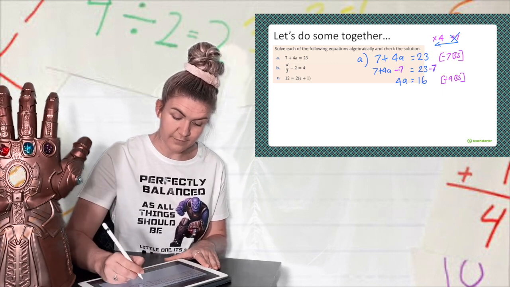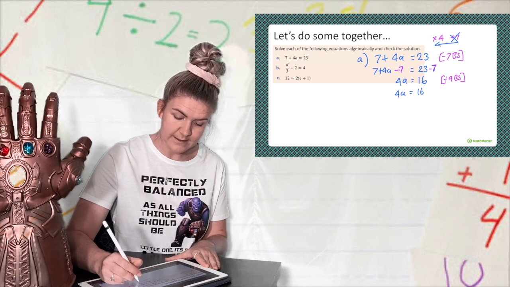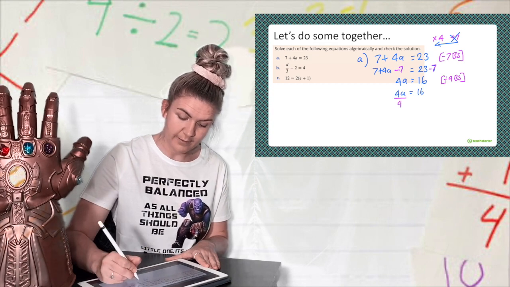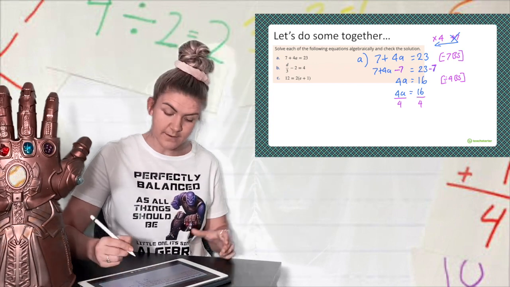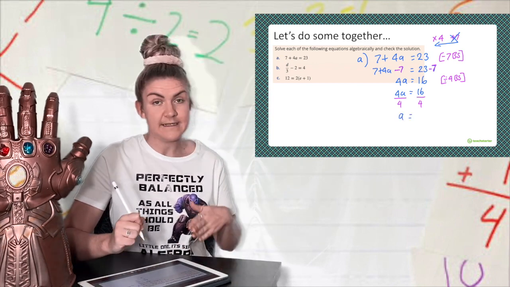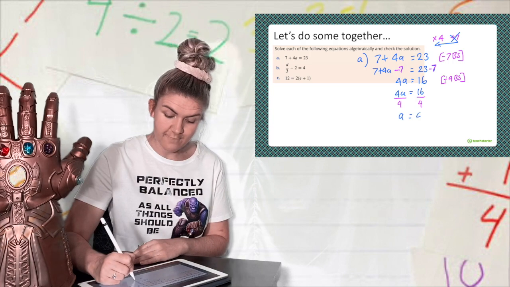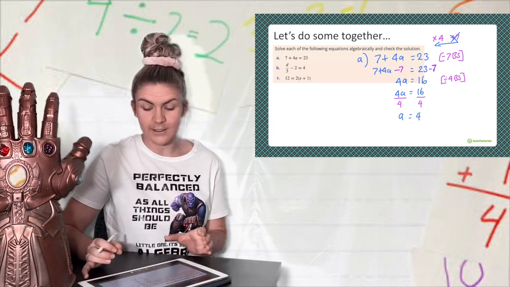So now I've got to rewrite it out. 4a, 16, add in my new operation, divide by 4. 4 divided by 4, that cancels, and all I'm left with is a. 16 divided by 4 is 4. So I think that a equals 4.